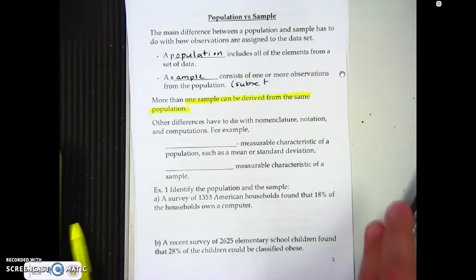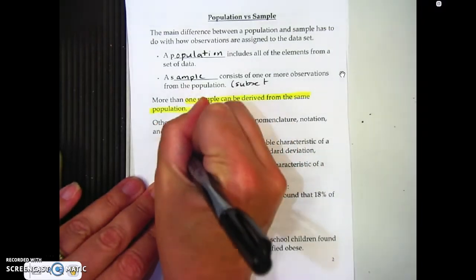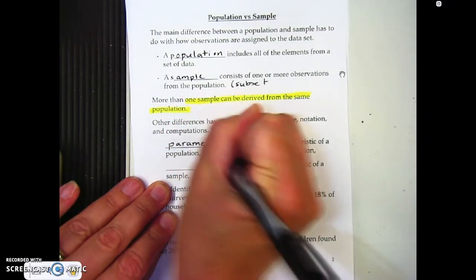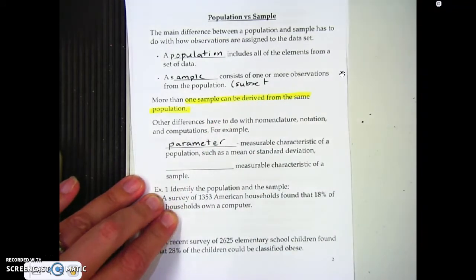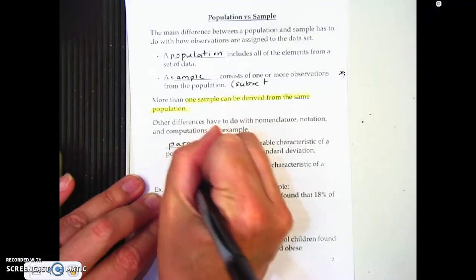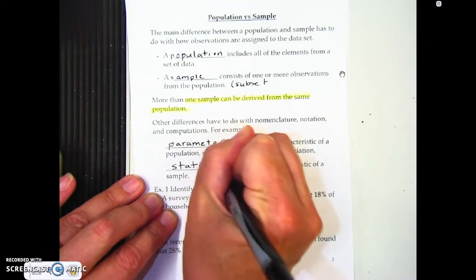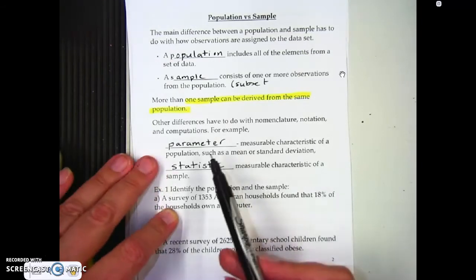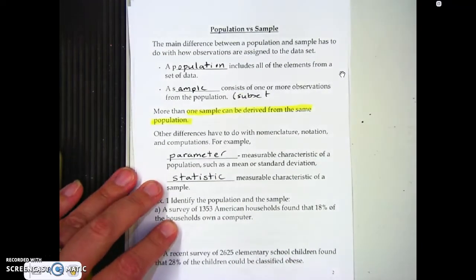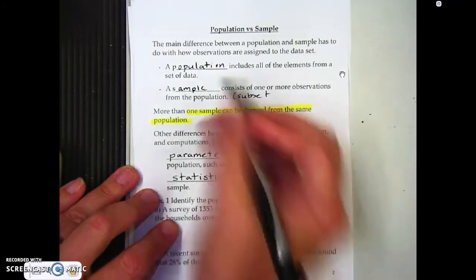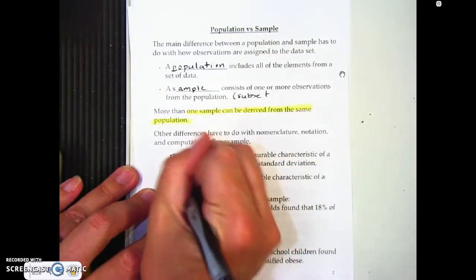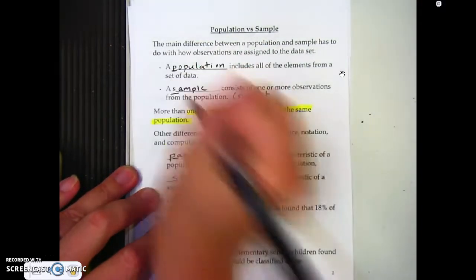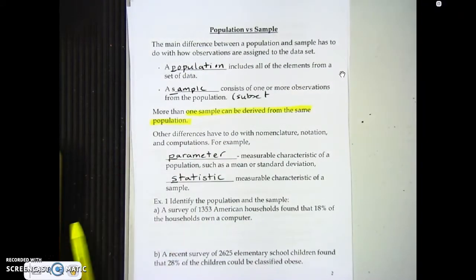Other differences have to do with what the measure is. If something's calculated from the population, like the mean or the standard deviation, that's called a parameter. If something's calculated from the sample, it's called a statistic. Both the parameter and a statistic could be a mean or a standard deviation. To differentiate between the two, the parameter is from the population, the statistic is from the sample. How I remember it: population and parameter both start with P. Sample and statistic both start with S.